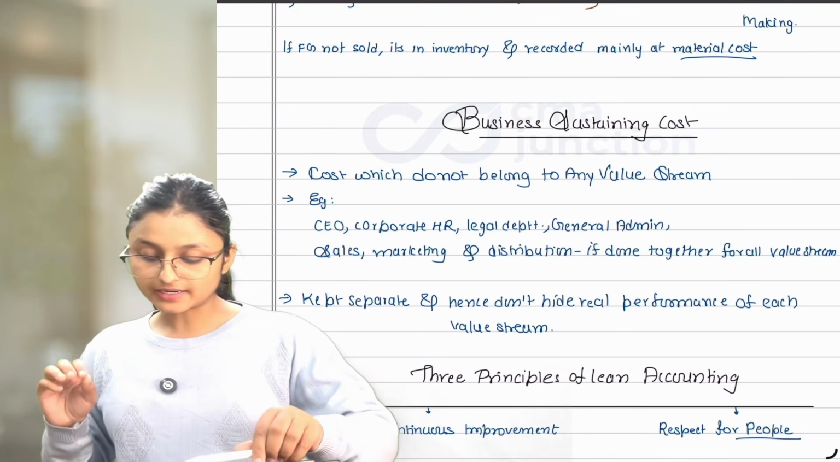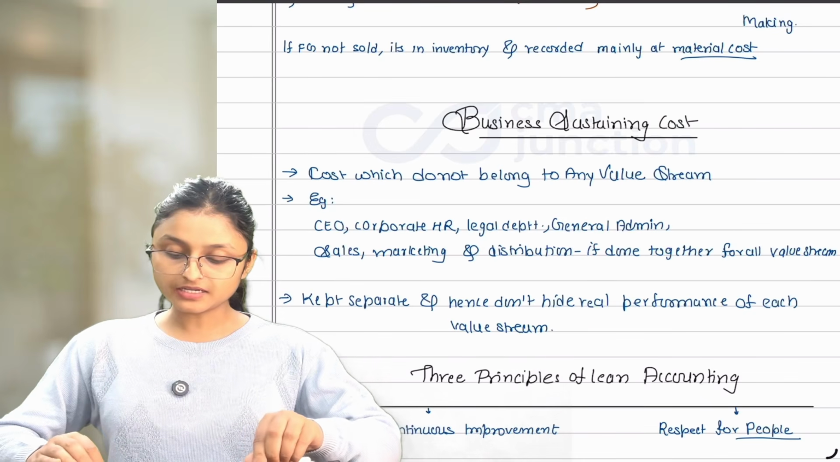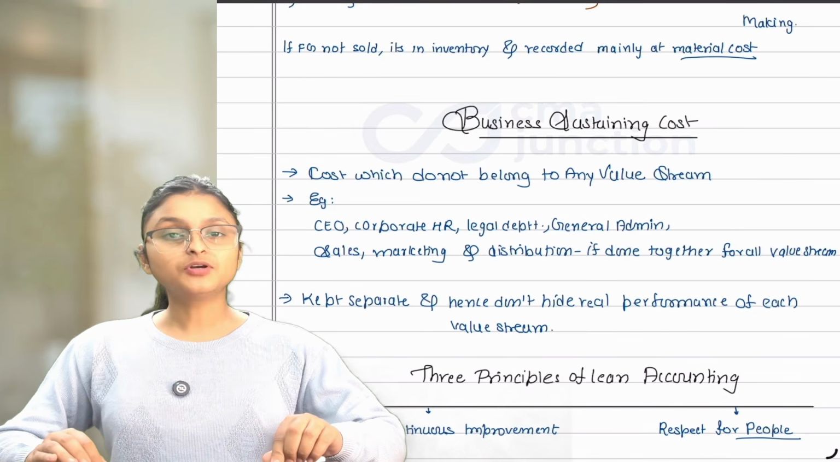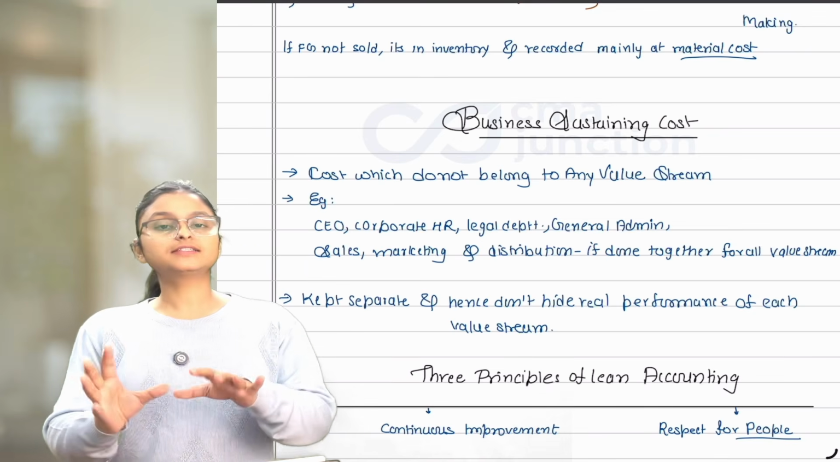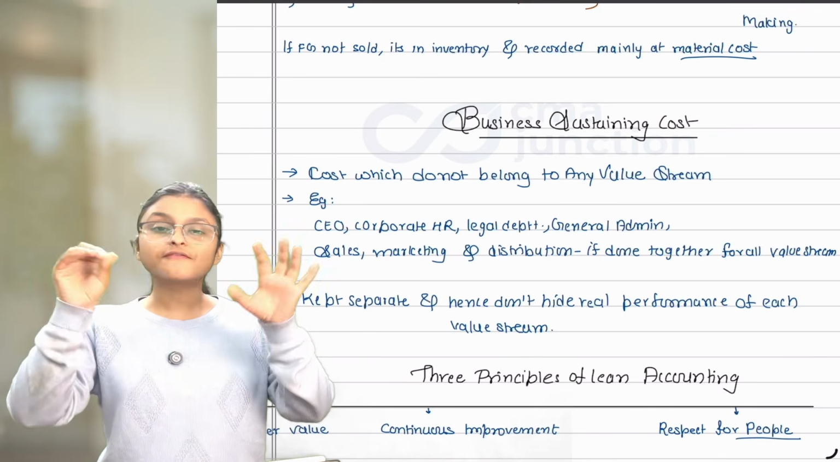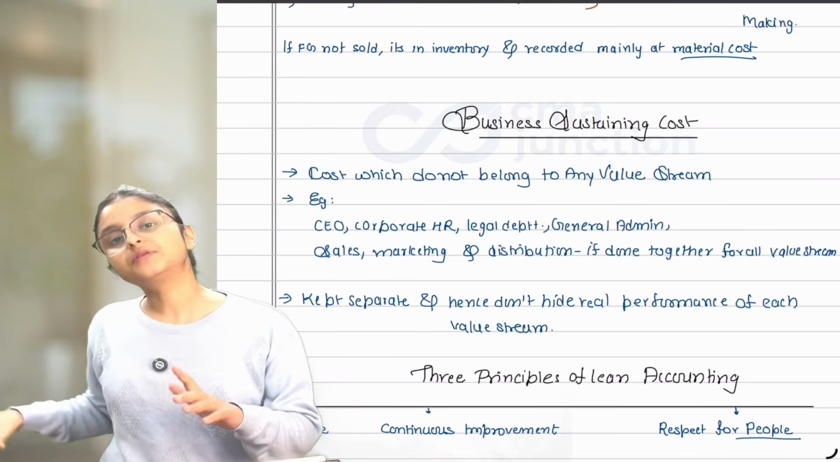Now these costs are kept separate and hence don't hide the real performance of each value stream. We are able to see what each value stream is performing, how each value stream is performing, as these costs which are related to every value stream have been kept separate.